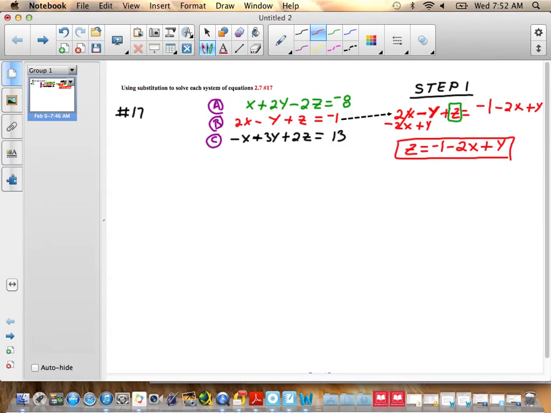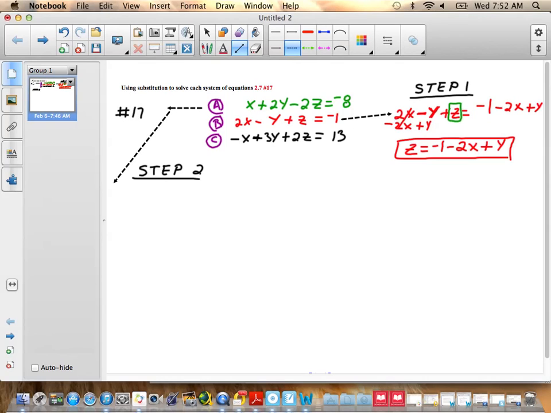Okay, let's take a look at our next step, step 2. In step 2, I'm going to combine equations. I'm going to pull out one of my equations, equation A, and use that equation in step 2. It says x plus 2y minus 2z equals -8.